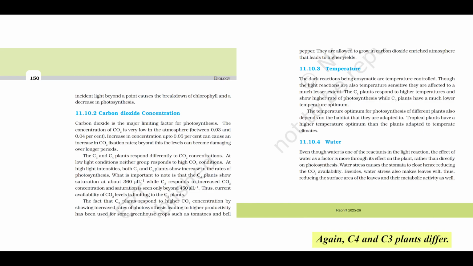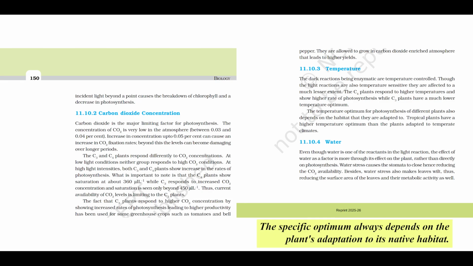Again, C4 and C3 plants differ. C4 plants generally have a higher temperature optimum, often performing best around 30–40 degrees C, making them well suited to tropical climates. C3 plants typically have a lower optimum, often around 20–25 degrees C, thriving in more temperate regions. The specific optimum always depends on the plant's adaptation to its native habitat.